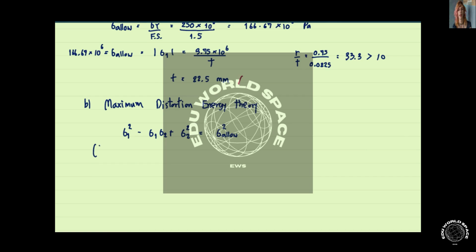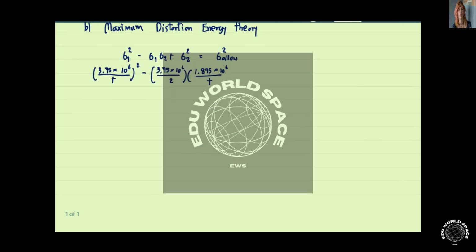Okay, and sigma 1 is 3.75 times 10 to the power of 6 divided by T, squared, minus sigma 1 times sigma 2, plus sigma 2 squared, each divided by T, equals the allowable stress squared.